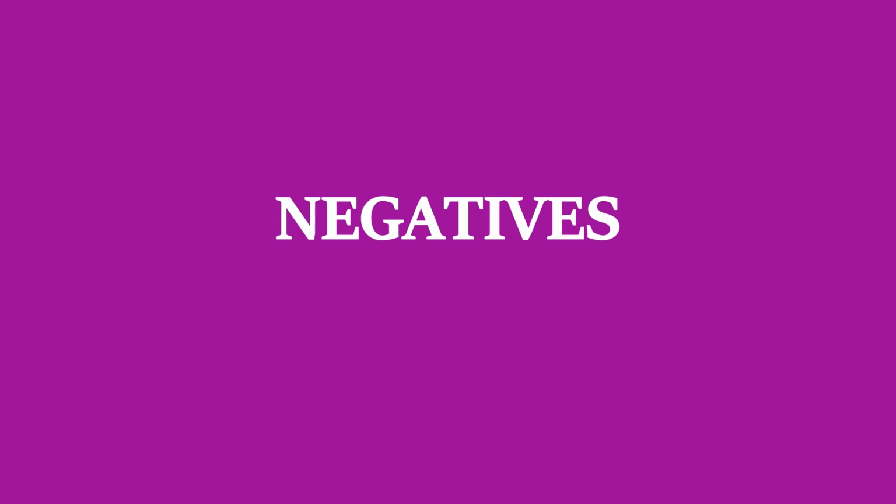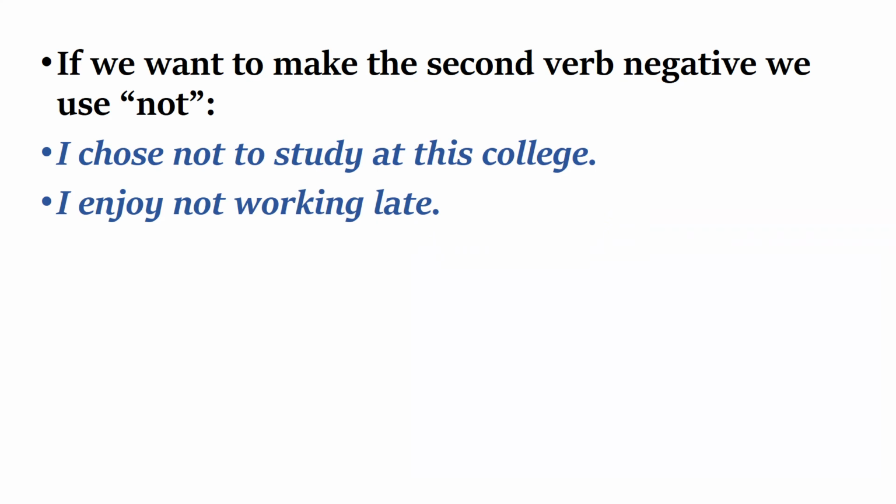In this part, we learn how to use the negative form. If we want to make the second verb negative, we use not. Pay attention to examples. I chose not to study at this college. I enjoy not working late.